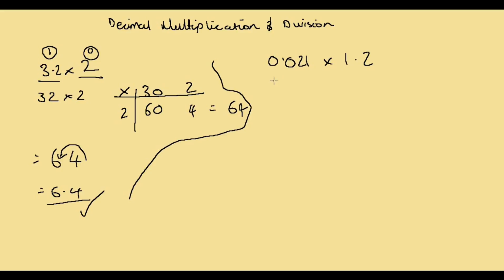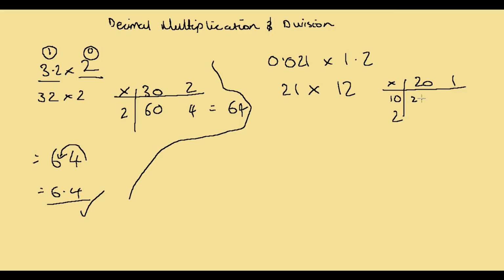So that's 0.021, which is the same as 21. So I'll just remove that and just say that's 21. And then I'm going to times that by, well, with this number without the decimal, it is 12. So I'm then going to times 21 by 12.